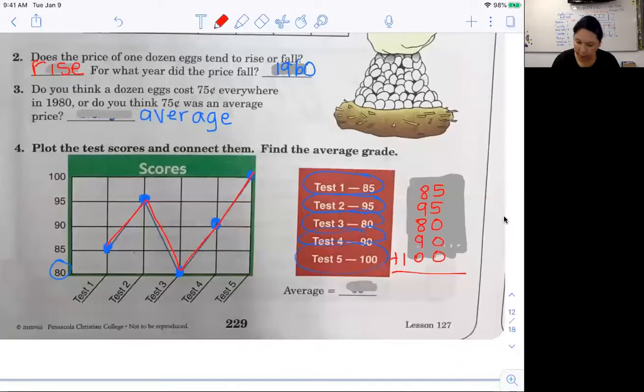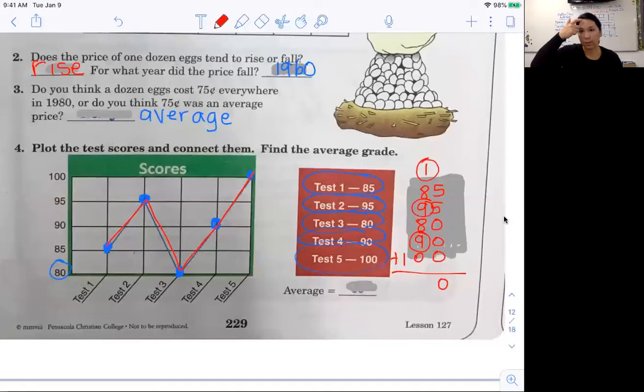What's 5 plus 5? 10, 0, carry my 1. Let's do 9 plus 1 first. 9 plus 1 is 10, 10 plus 9 is 19. 19 plus 8. If it's hard for you to do those, say 19 in your head, and then you add 8 more. So 19, 20, 21, 22, 23, 24, 25, 26, 27.